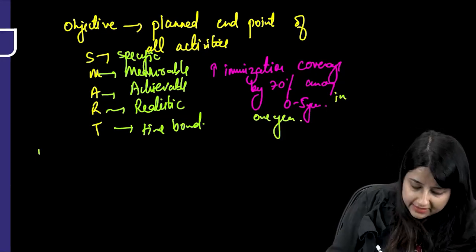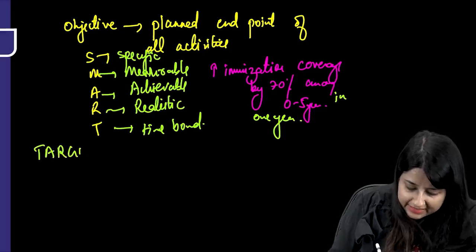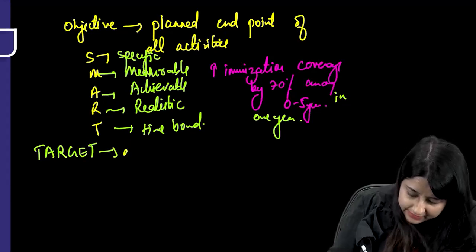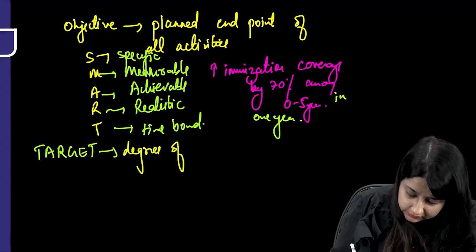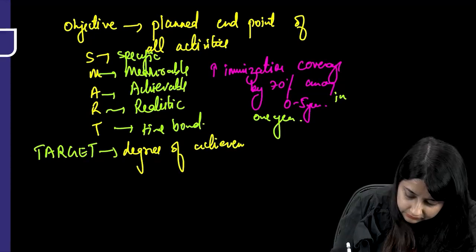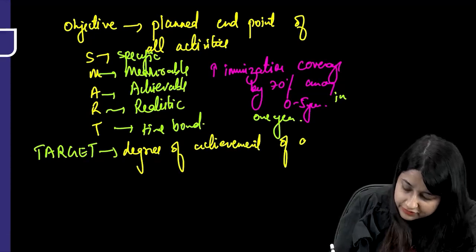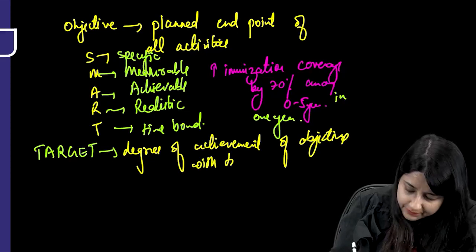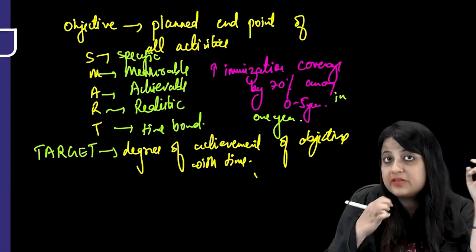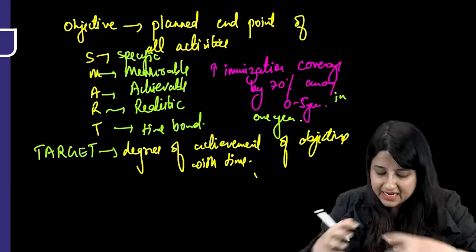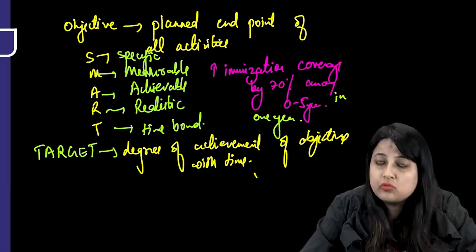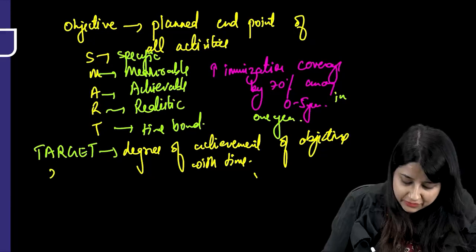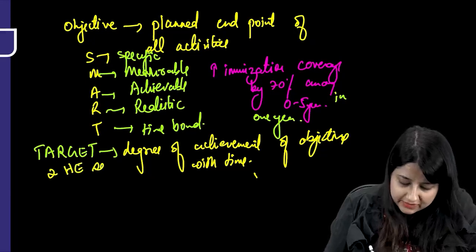Then what is target? Target is nothing but the degree of achievement of objectives with time. That is what target is. So for this, to increase immunization coverage, I had to conduct 2 health education sessions. So 2 health education sessions conducted.